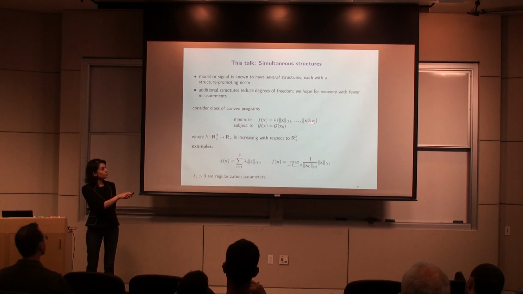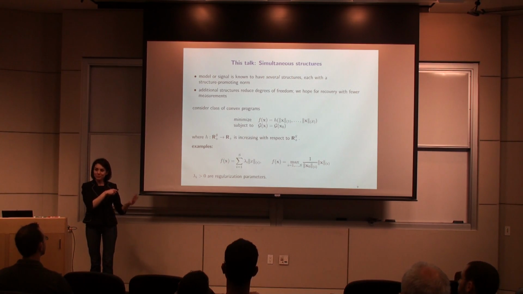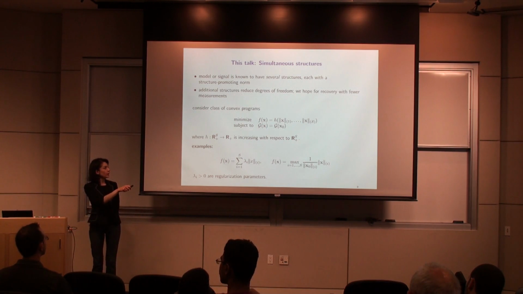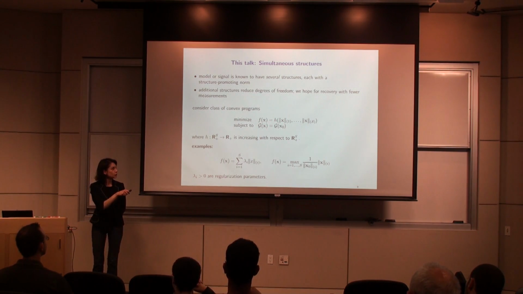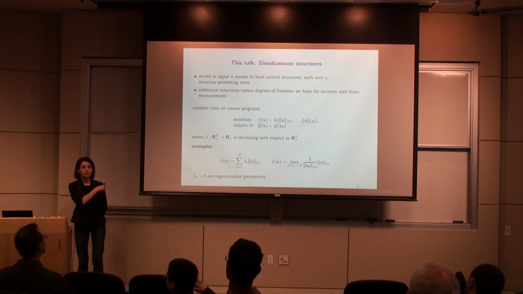Why don't I combine these norms and do a multi-objective optimization? I'm trying to minimize all these norms at the same time. So let's write down this problem. And I can use any function h here that is monotonic with respect to the cone R^s_+, so a function that's increasing monotonically.